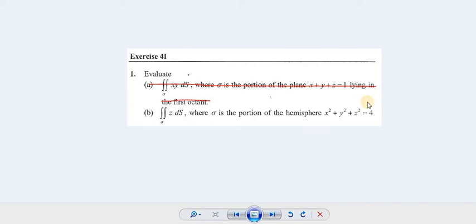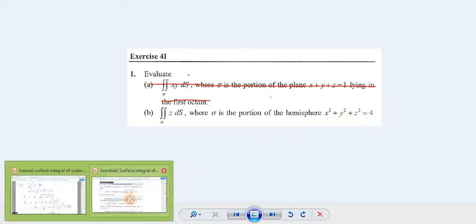So this is the tutorial for surface integral. So we have question 1b. You have to evaluate the surface integral, where sigma is the portion of the hemisphere. So this is the hemisphere.